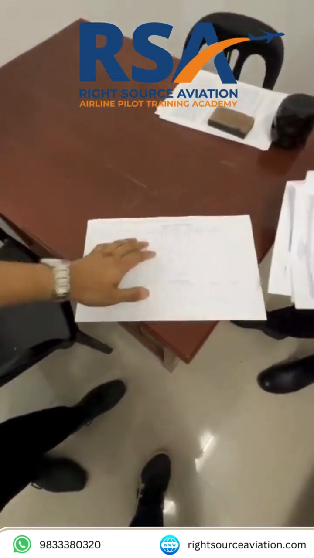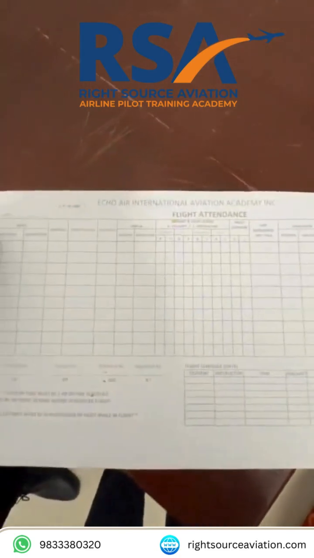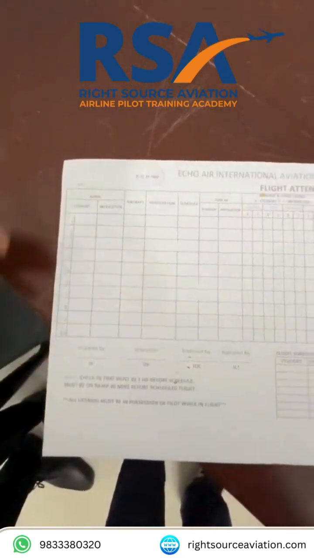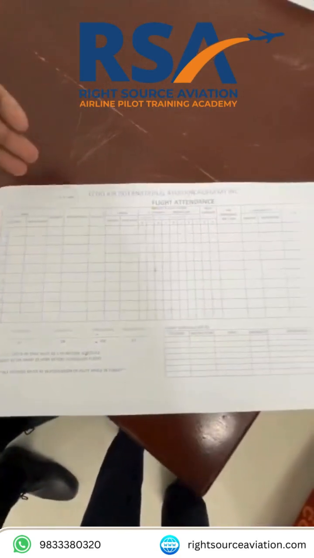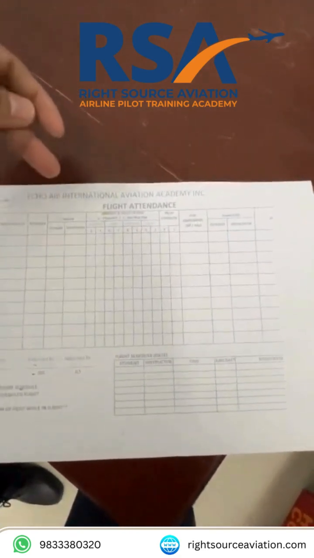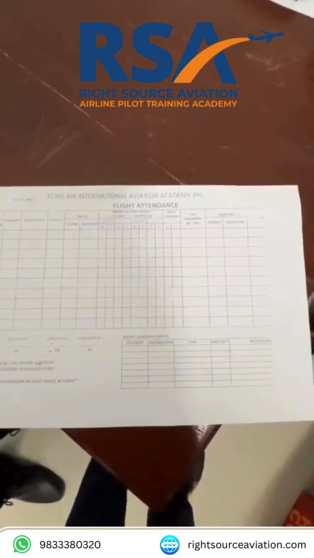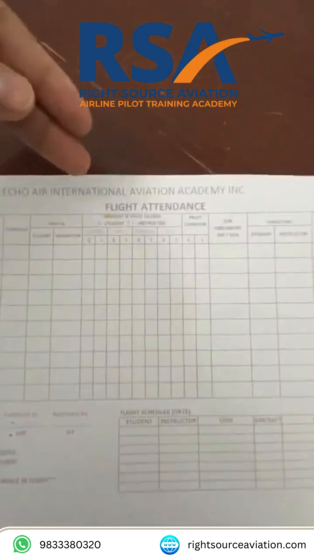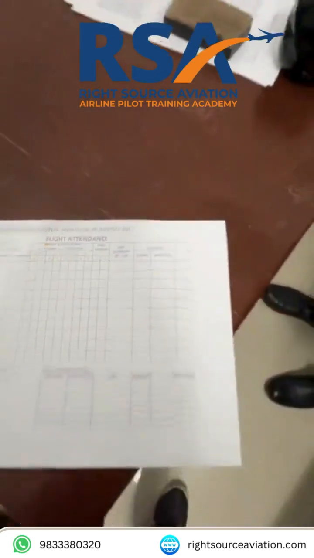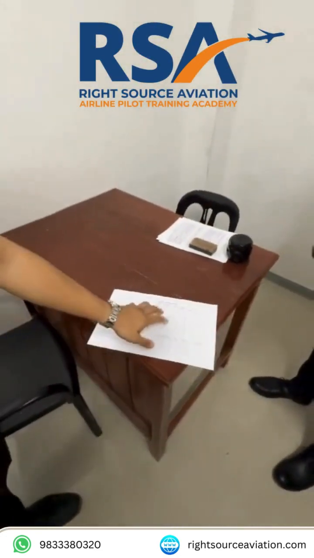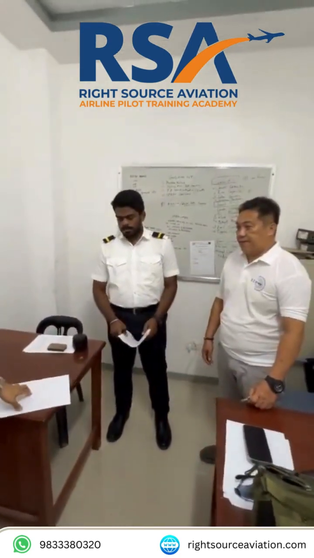So here is the flight attendance. There's the name of the student, the instructor, type of aircraft, registration of the aircraft, our schedule, timing of the student and instructor, and all the valid licenses. So they have to show this before every flight. So we will show this to the dispatcher before every flight. So we will show if it is valid.